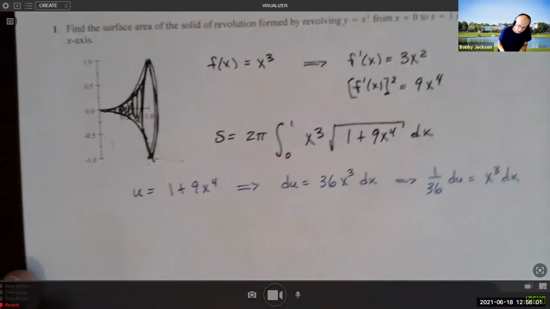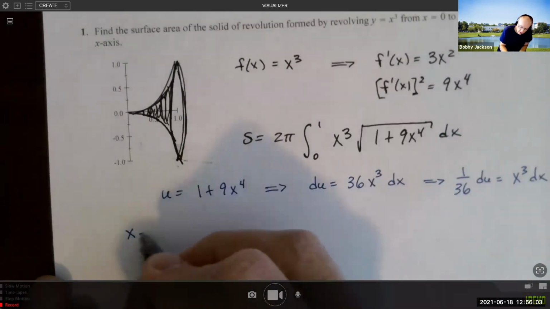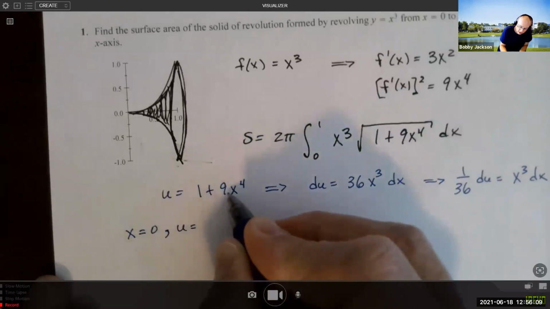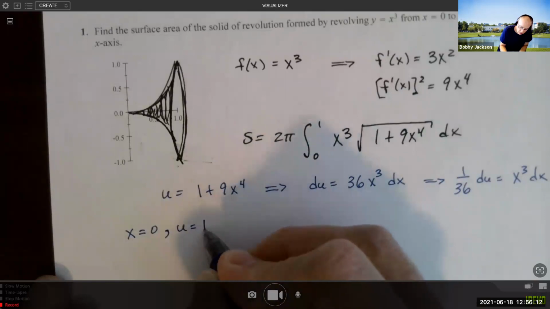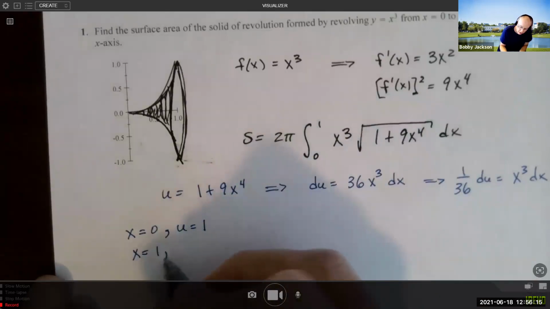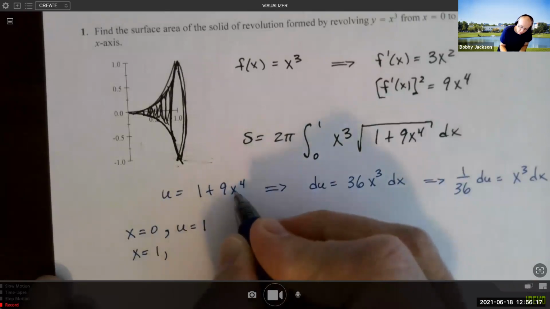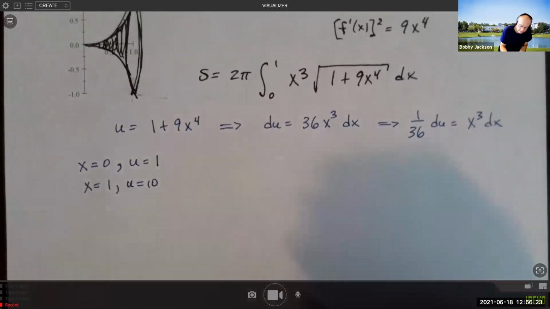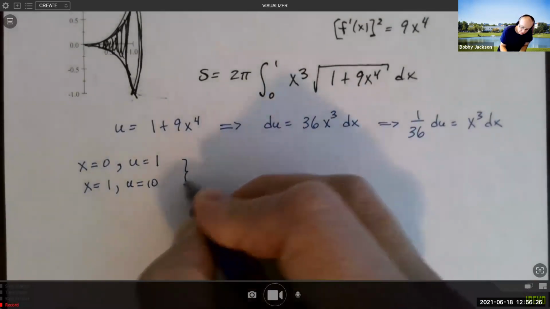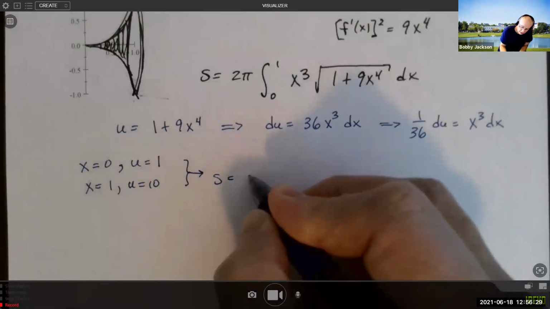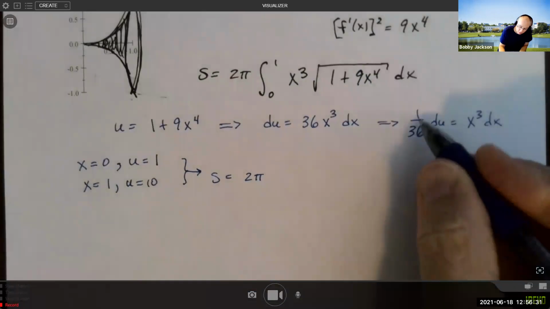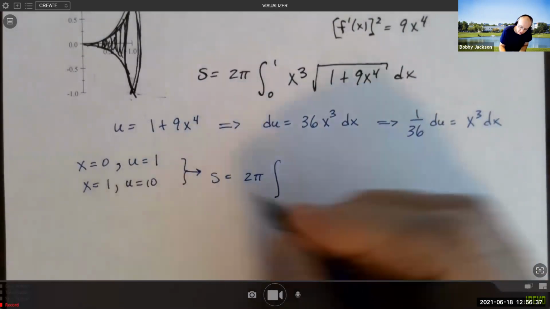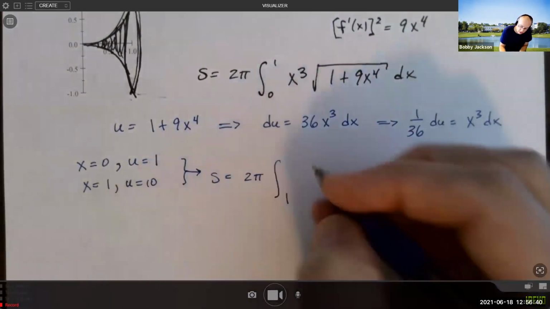The only other thing we need to do is change our limits of integration. When x is 0, u is 1 plus 9 times 0, which is 1. And when x is 1, I get 1 plus 9 times 1 to the fourth, which is 10. So my surface area is now 2 pi, and when x is 0, u is 1, and when x is 1, u is 10.